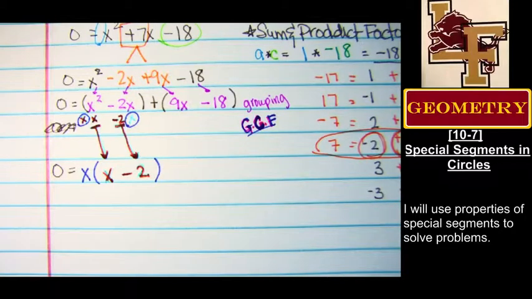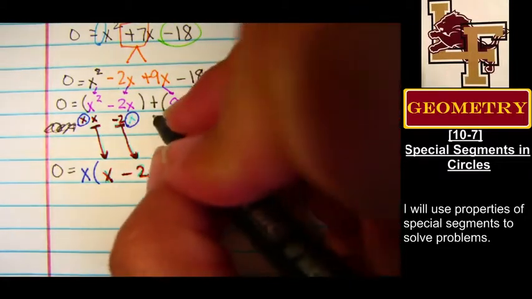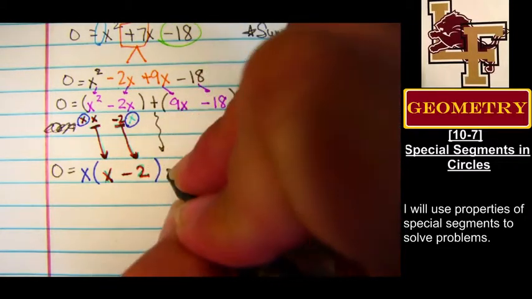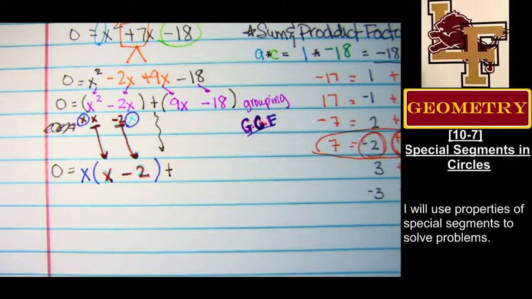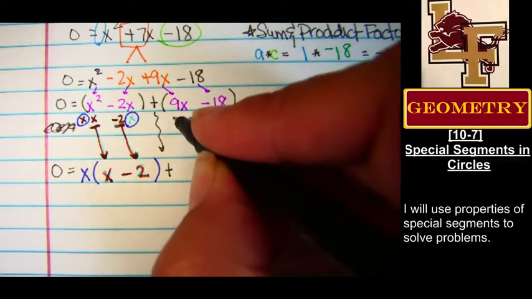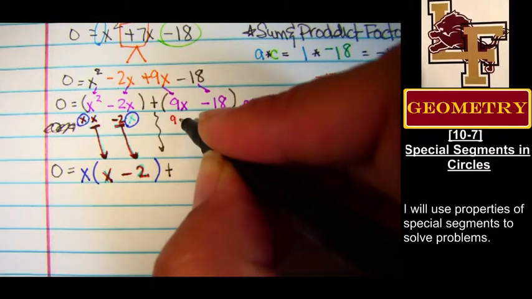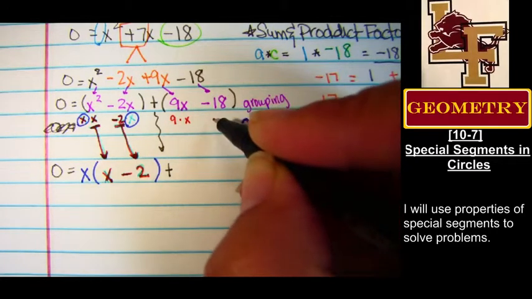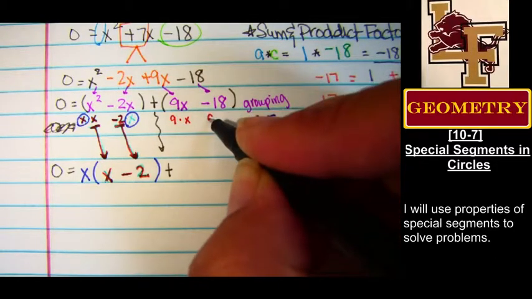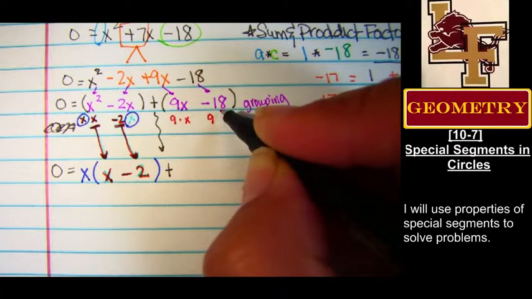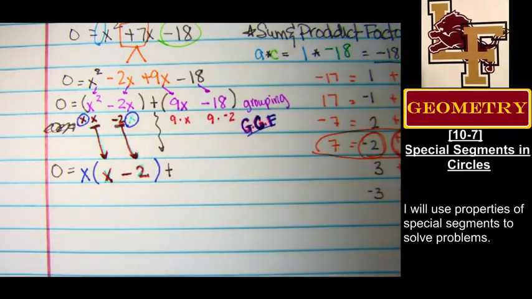Okay, now we're going to do the same thing for the other one. I still have this plus. This is still coming down. But now I'm going to find the greatest common factor between these two. All right, I get 9 and x. And here I want something to be in common. So this has a 9, so I'm going to pull a 9 from this. 9 times negative 2 is what gives me negative 18.